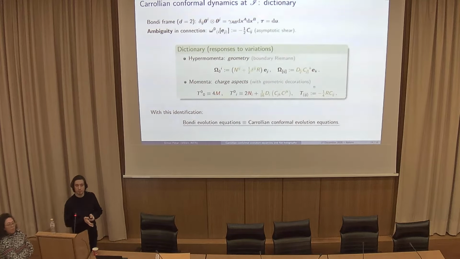Is there a Carrollian version of the O(N) model that could connect to some flat space version of higher spin gravity? Right. Oh, thank you for asking. So no, because this is also another project that we are looking at.